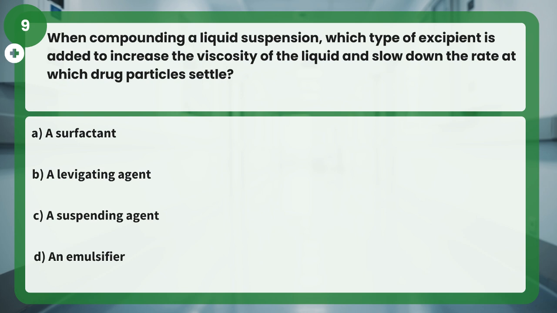Question 9. When compounding a liquid suspension, which type of excipient is added to increase the viscosity of the liquid and slow down the rate at which drug particles settle? A. A surfactant. B. A levigating agent. C. A suspending agent. D. An emulsifier.